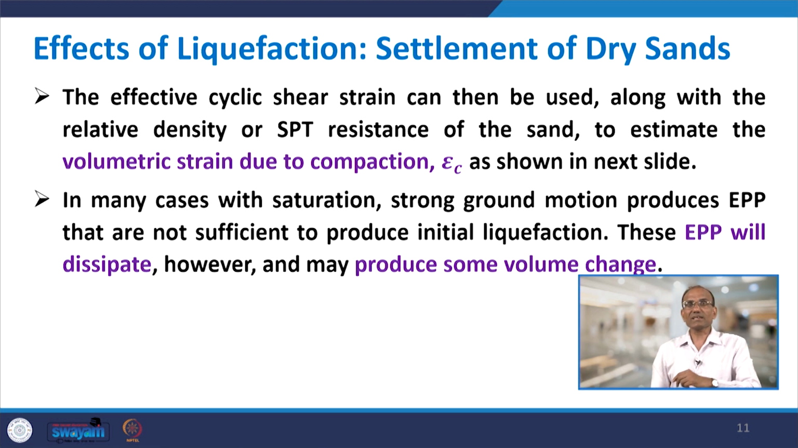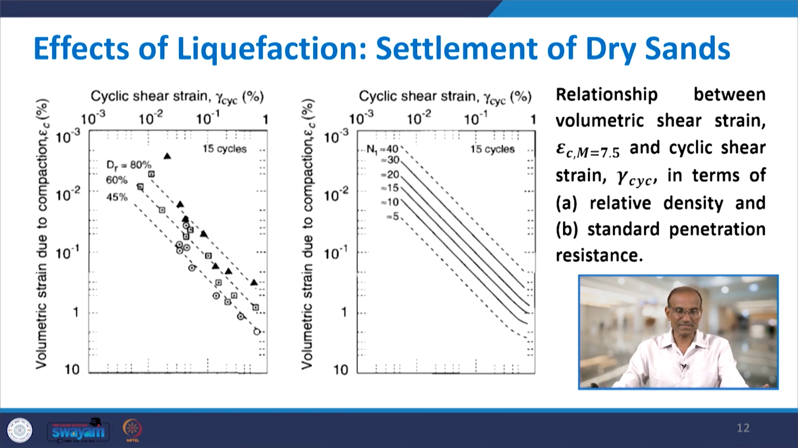The effective cyclic shear strain can then be used along with the relative density or SPT resistance of the sand to estimate the volumetric strain due to compaction, which in short will be called epsilon c. This is due to compaction, and what is the effect on this volumetric strain we are going to discuss in the next slide. Let us first discuss this.